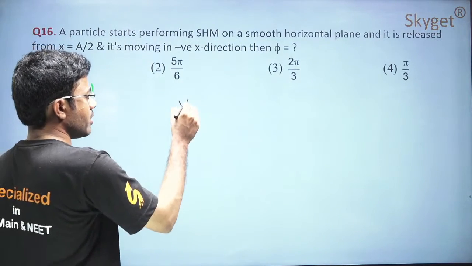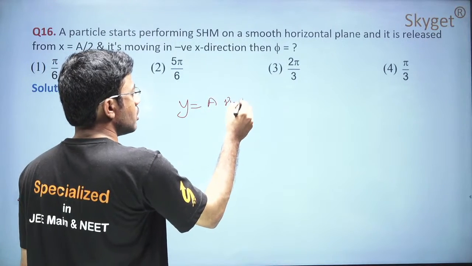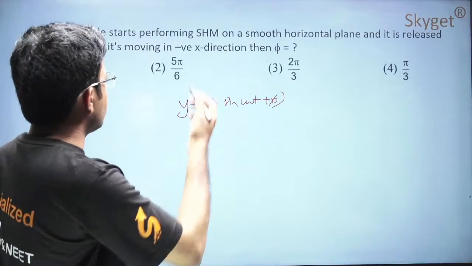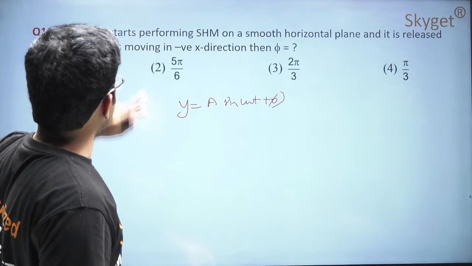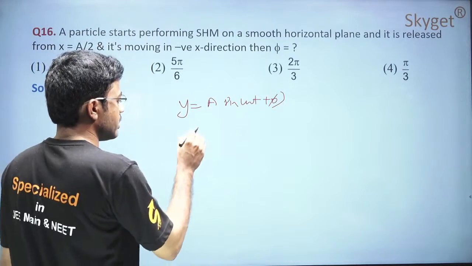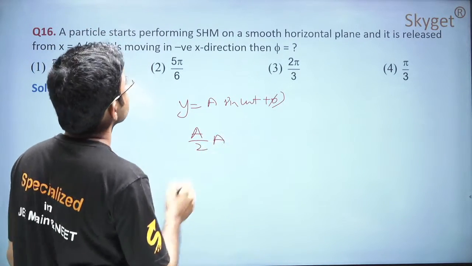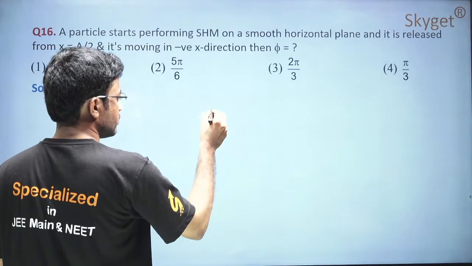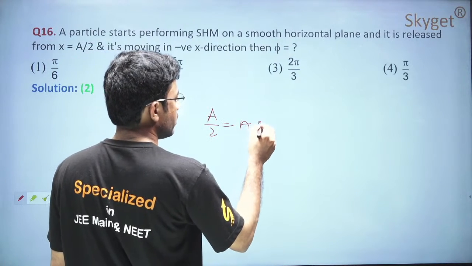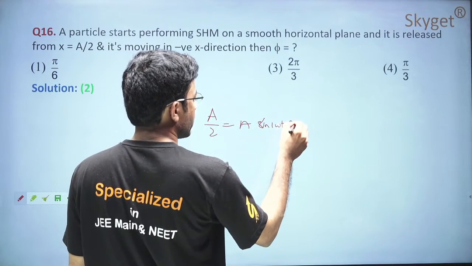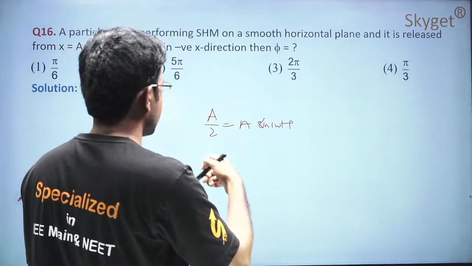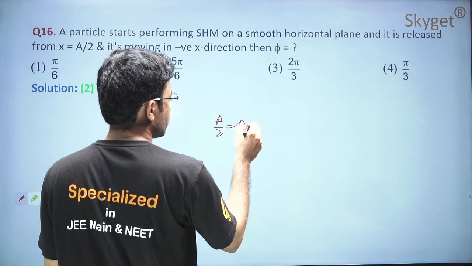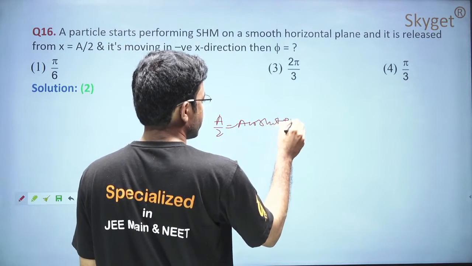As you know, any wave is represented like y equal to a sine (omega t plus phi), or simply a sine phi. So here he has given that it is starting from x, or the amplitude is equal to a by 2. So a by 2 is equal to a into sine omega. Here, as it is moving in the negative x direction, take it in the form of a cos wave. So a by 2 is equal to a into cos (omega t plus phi).